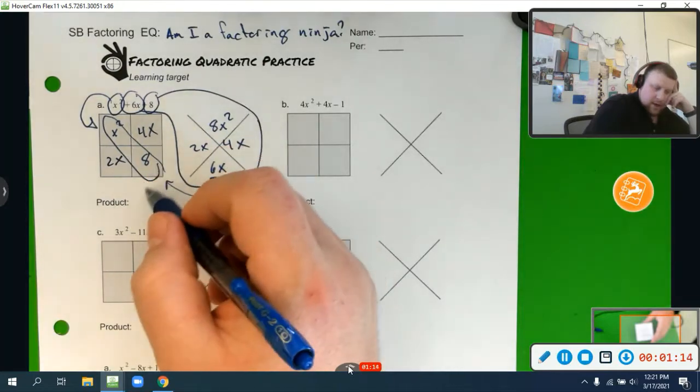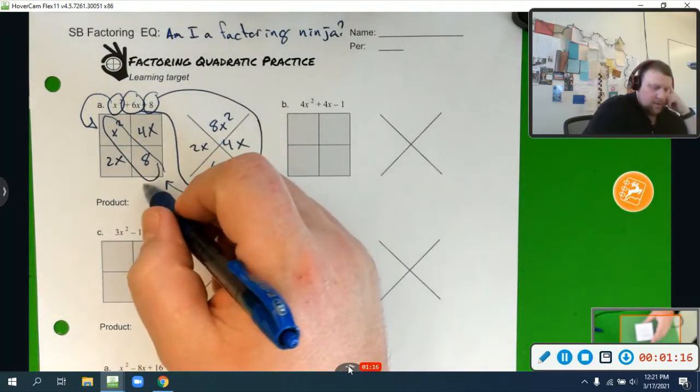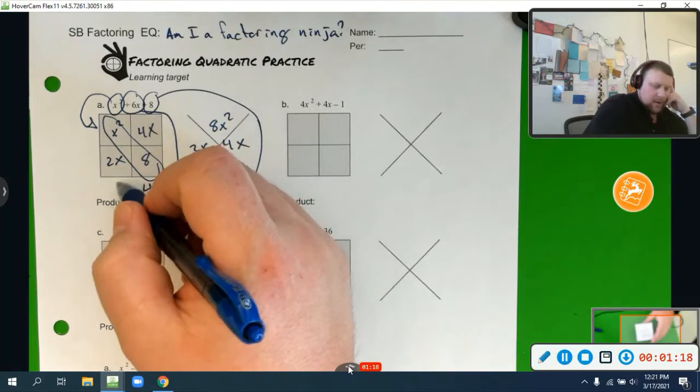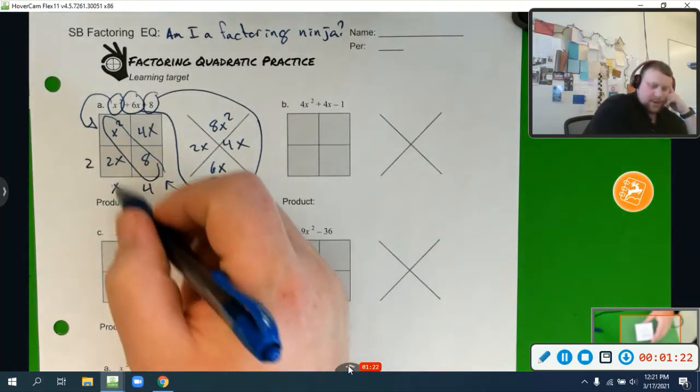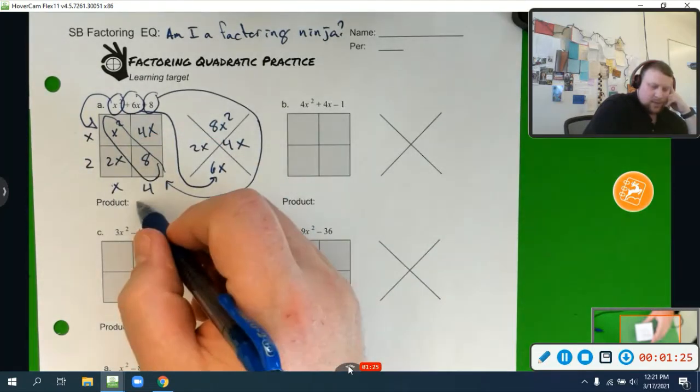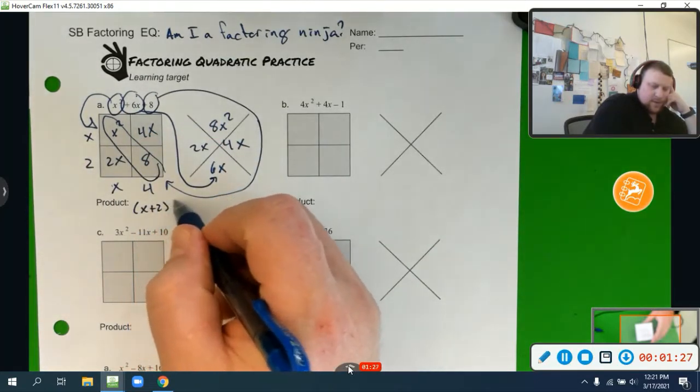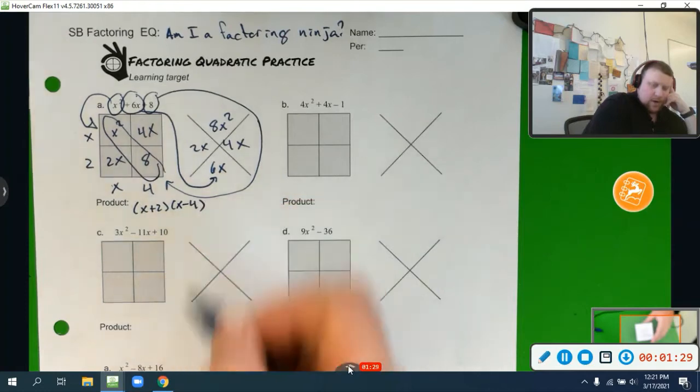What can I pull out of here? Now we factor. What can I pull out? A 4. Can I pull out of here an x? What times x is 2x? Well, 2 times x is 2x. What times x is x squared? X. So my product is x plus 2 times x minus 4.